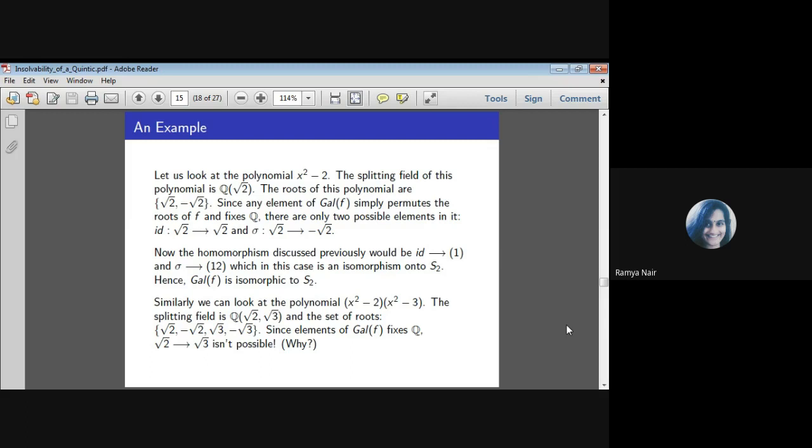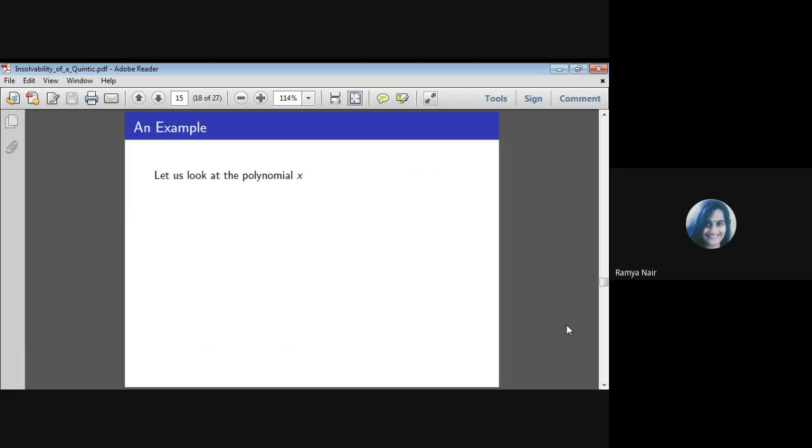We look at the polynomial (x squared minus 2)(x squared minus 3). The splitting field of this polynomial is Q(root 2, root 3), and the set of roots are square root of 2, minus square root of 2, square root of 3 and minus square root of 3. So now where can all these elements go? We know that the Galois group permutes the roots of a polynomial. But is it possible that any root can go to any root? Here, square root of 2 and square root of 3 are both roots of this polynomial, but no element of the Galois group can send square root of 2 to square root of 3.